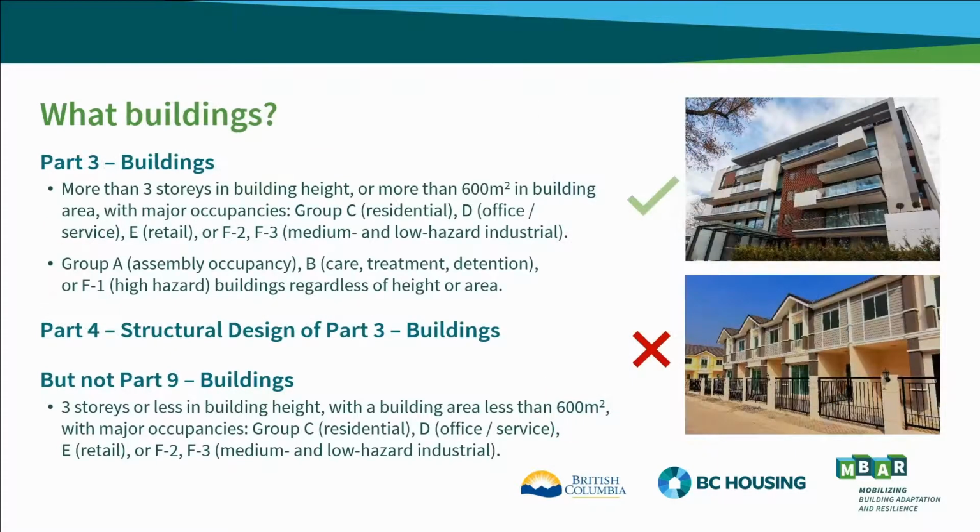And what buildings am I referring to? They're called Part 3 buildings in the code. So these are larger buildings, more than 3 stories in height, more than 600 square meters in building area of the occupancies noted, or buildings of any size or height that are assemblies, care facilities, or high hazard buildings.